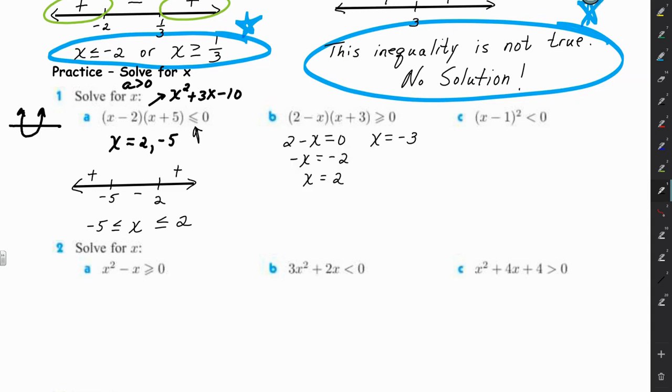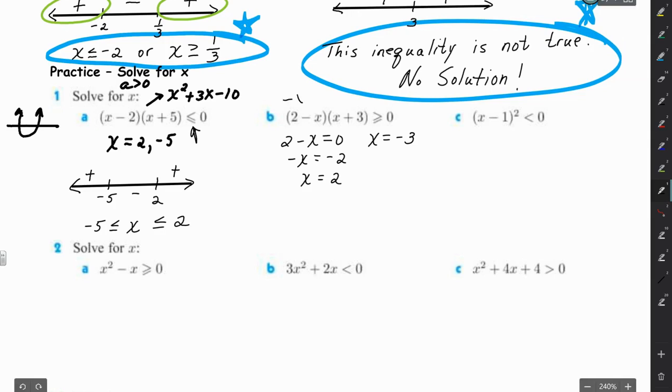Now, if we were to multiply this out, if we were to FOIL this, we would get -x² dot, dot, dot. We don't care really what's after it. All we really care to know is what is the value of a. Well, a is less than 0. So I know that I have a parabola that's facing down, and I know that I have two intercepts. Okay, so let's draw our sign diagram.